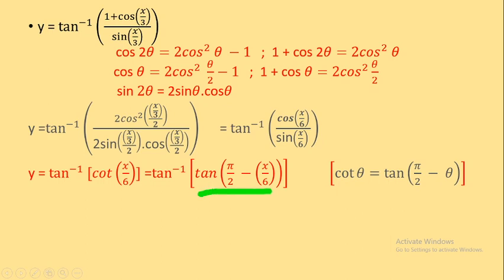Now this is again a very important thing. Sin can be converted to cos, cos can be converted to sin, tan can be converted to cot, cot can be converted to tan, sec can be converted to cosec, and cosec can be converted to sec. These are all complementary angles. Complementary means the addition of two angles is 90 degrees, then it is called a complementary angle.